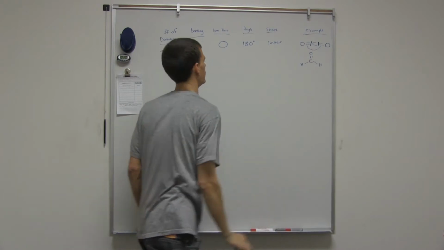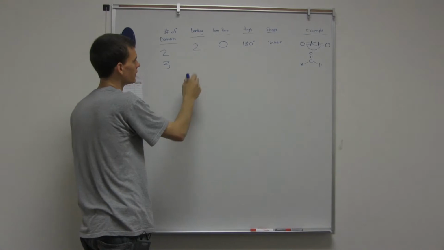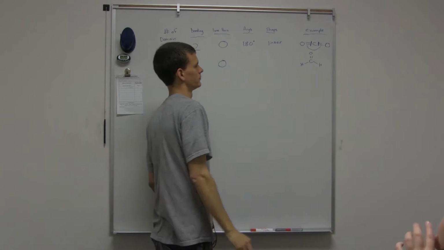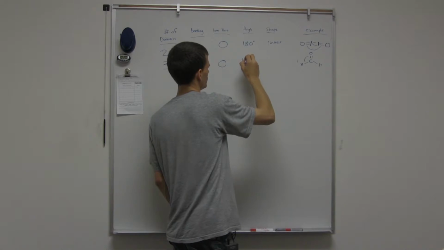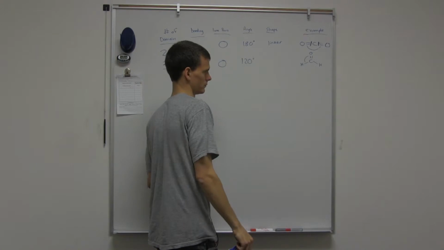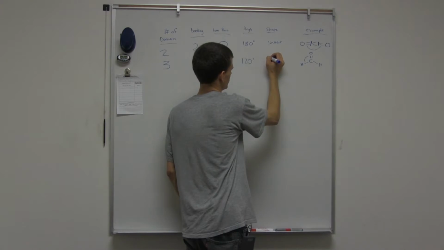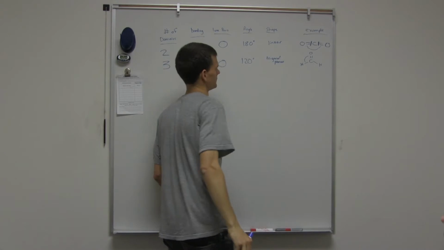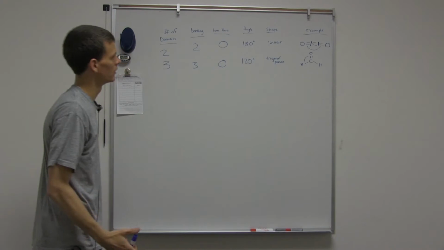Okay, so there's 3 domains. 3 bonds. 0 lone pairs. So, is that 120? Yep. 120. And I want to say trigonal planar. Perfect. So that's just a flat triangle thing. Yeah, we could draw these wedge and dash projections, but it stays the same.